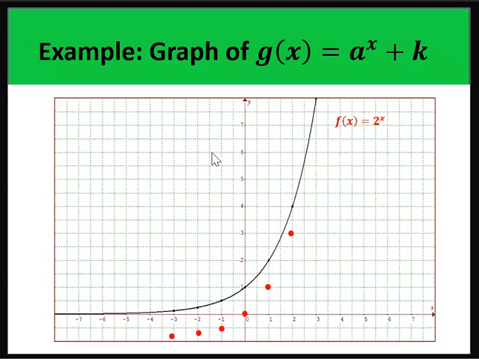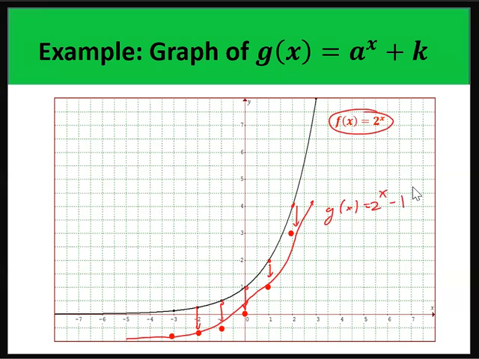To graph this 2 raised to x minus 1, we consider the graph of the basic function f of x equals 2 raised to x, and all the points will be shifted by 1 unit downwards. So we have this graph of g of x equals 2 raised to x minus 1. Now, if we apply a vertical shift of the basic exponential function, which of the properties will remain the same and which of the properties will change?